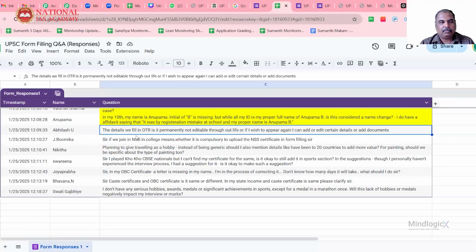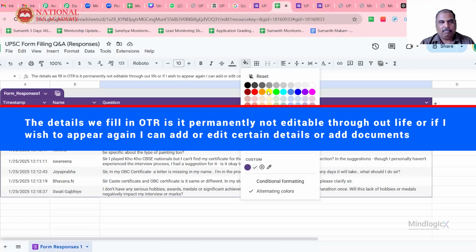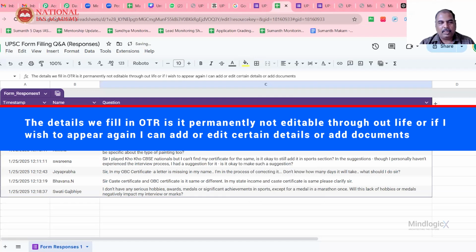Vilas is asking a question. The details we fill in OTR, is it permanently not editable throughout life? Or if I wish to appear again, can I add and edit details or add documents? No, OTR is allowed only once, and the maximum period is the closure of application and 7 days after that. Up to 18th. After that, you cannot do it. If you do it before 18th and it is done once, it is sealed.